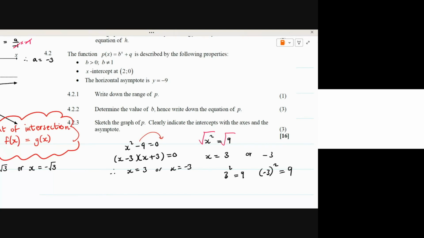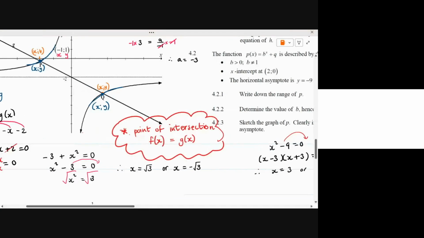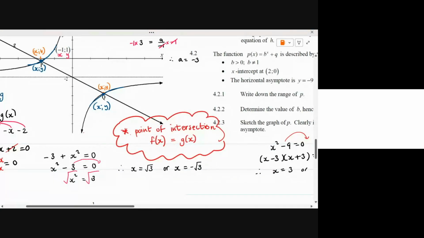Both answers are valid. So when we take the square root of a number, we must always get the plus and the minus of that number, because 2 squared is equal to 4 and -2 all squared is also equal to 4. Both of those give me 4 as an answer. So when I take the square root, I must take the positive and the negative of that answer.